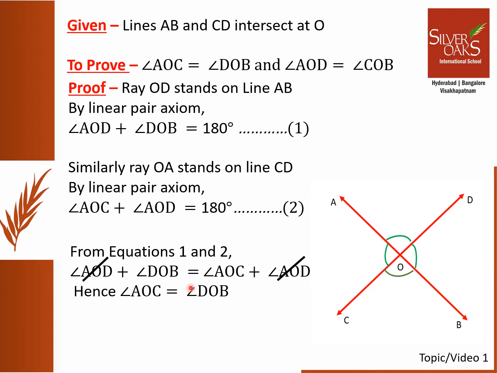What are you left with? Angle AOC is equal to angle DOB. The first one is proved. Similarly, in the same way, you can prove angle AOD is equal to angle COB. This is again a very important property for lines and angles, which we will be using for solving the sums. Hence proved.